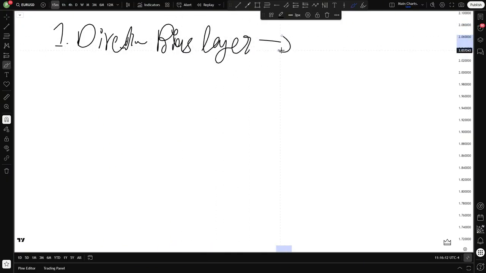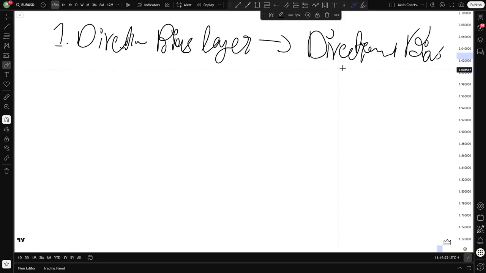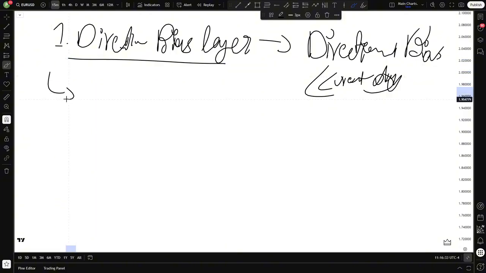Okay, so first of all, we discussed the directional bias layer. And the objective of this layer is to establish or determine a directional bias. Okay, and this directional bias will be just for the current day. Not tomorrow, not the day after tomorrow, but for the current day. And within this layer, we first of all defined the time frames that would be focused on, and they were the monthly, the weekly, and the daily time frames.